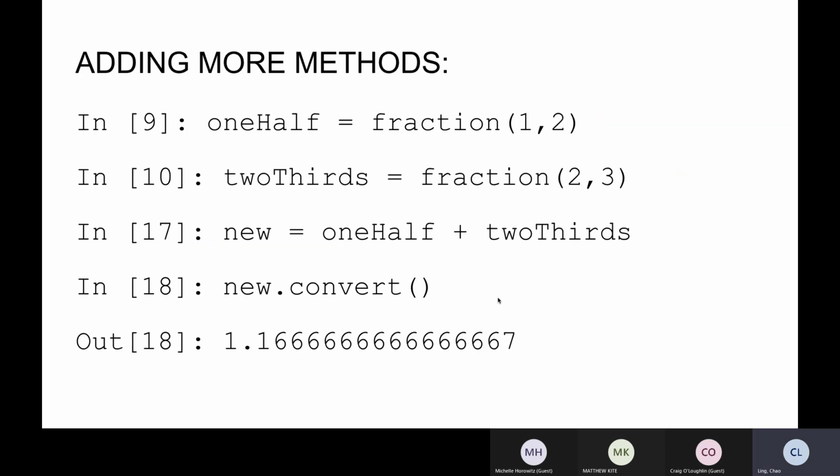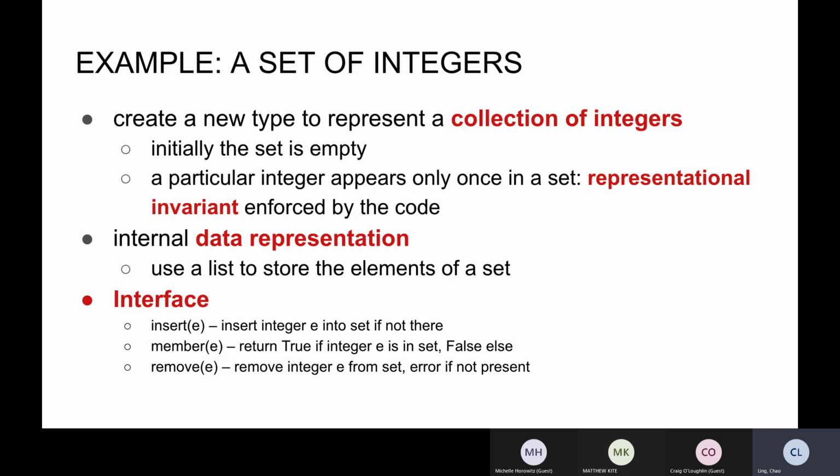Okay, so we have given you 2 examples, right? One is the fraction, one is the coordinates. You know how to use that to define attributes and methods. Let's look at the 3rd example. I want to define a class that represents a collection of integers.